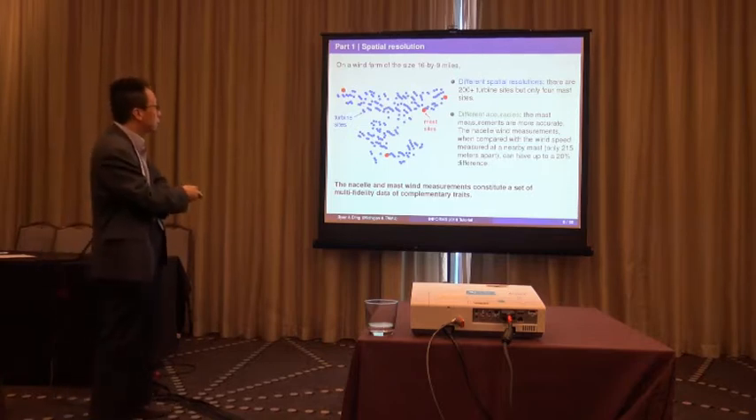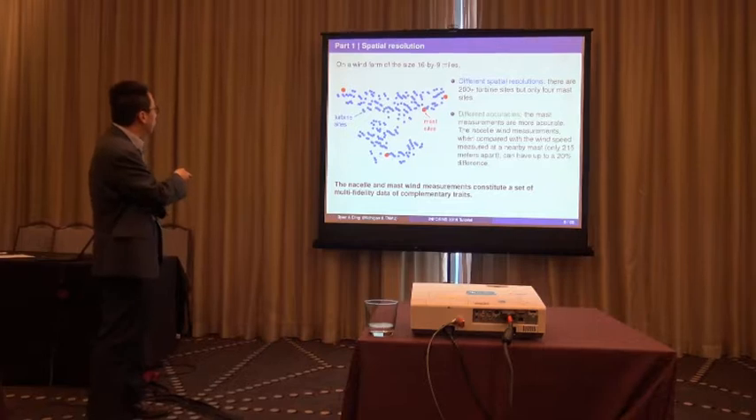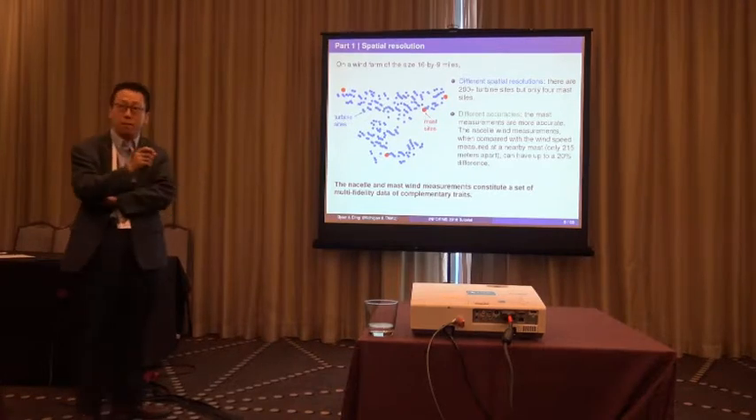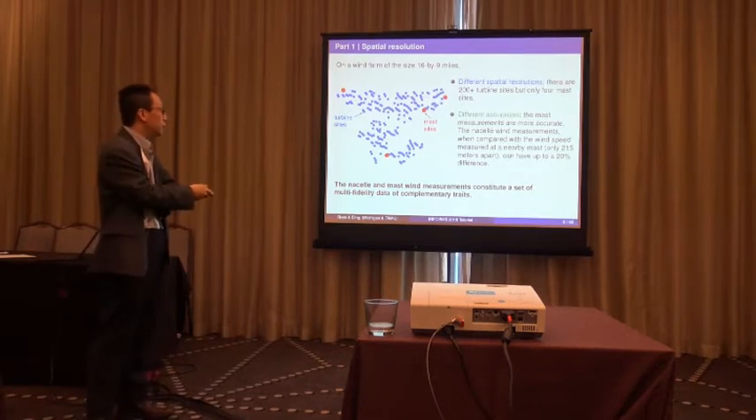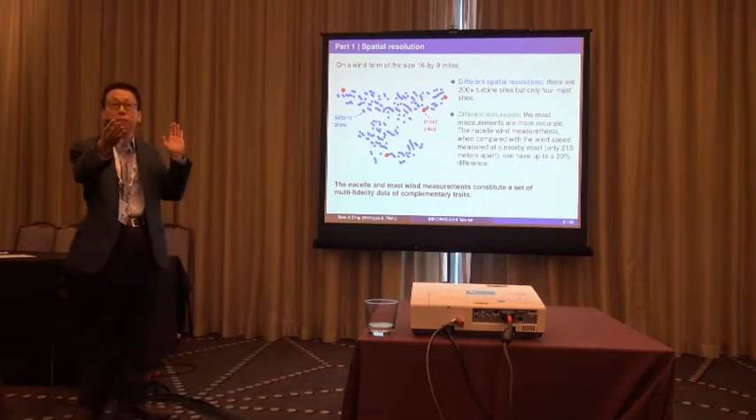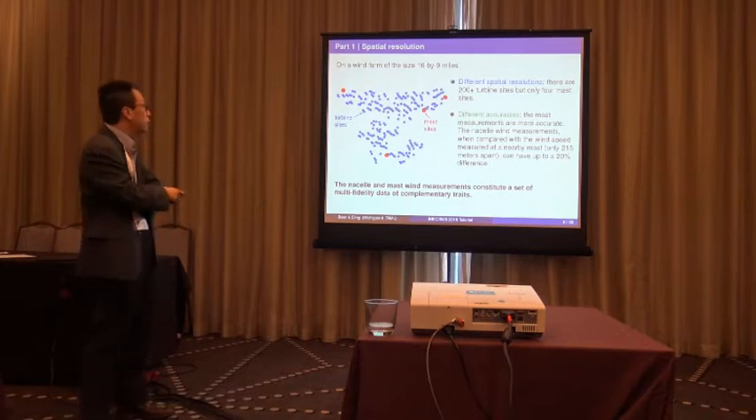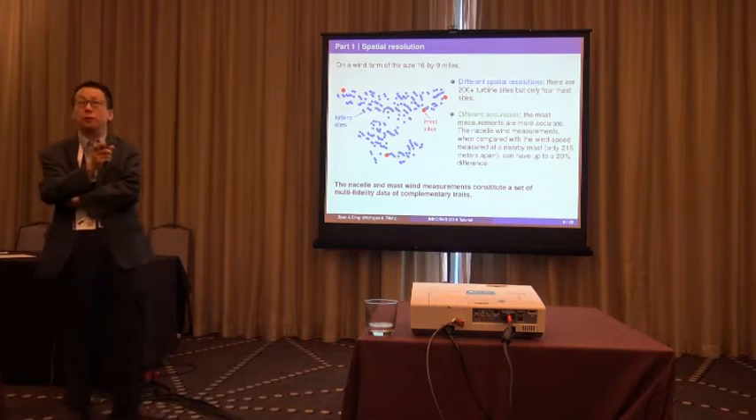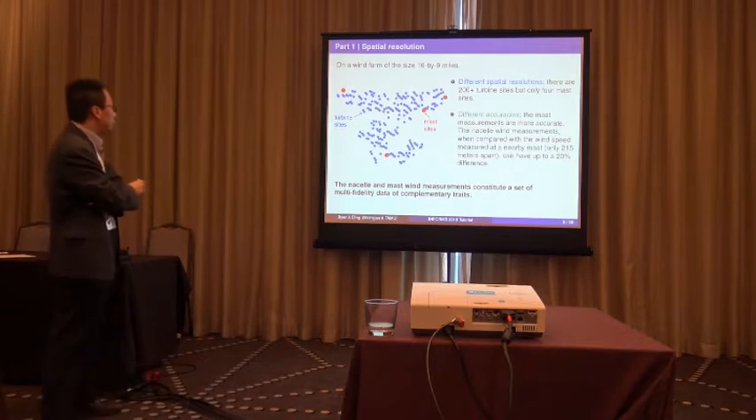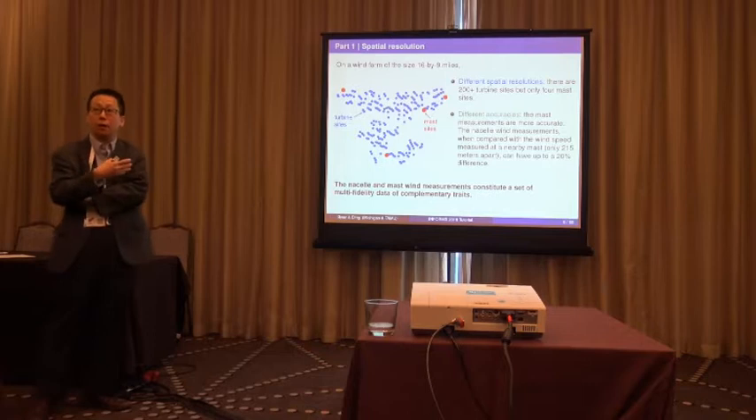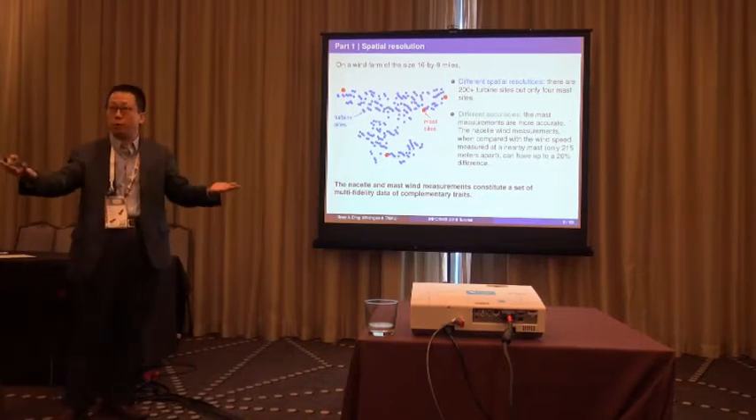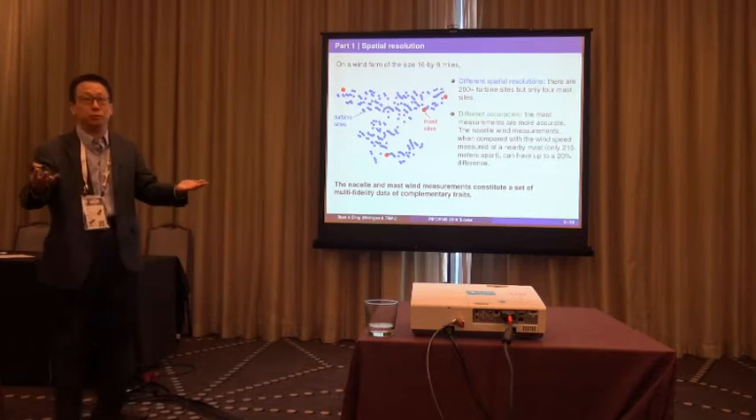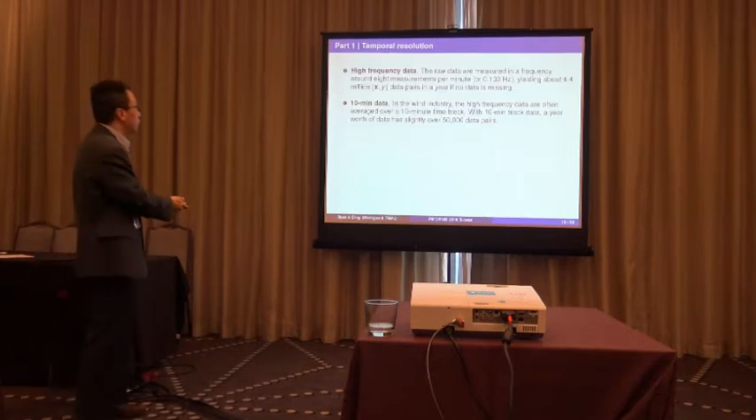We did a preliminary study. We took one of the wind turbines and compared it with the very nearby mast for a period of time for the wind speed measurement. They're only about 215 meters apart, and there's about 20% difference between the wind speed measurements. So this really constitutes a set of multi-fidelity data with complementary traits. One is more accurate, another one is more dense. So which one are you going to use? That is not very straightforward to answer.